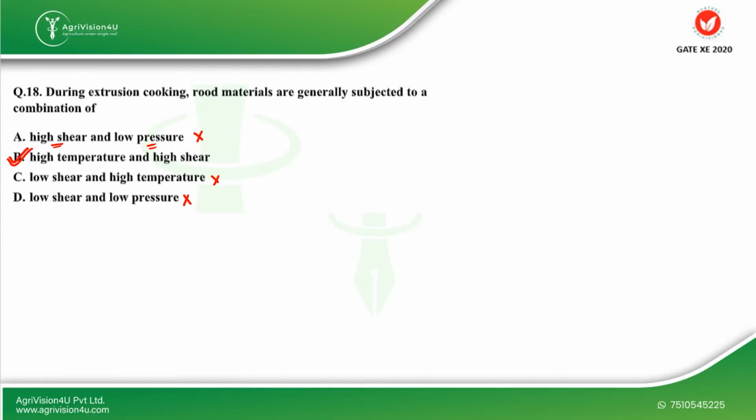The combination of high temperature and high shear is most effective for extrusion cooking, since the high temperature ensures proper cooking and gelatinization, while the high shear breaks down the food particles and creates a uniform mixture. So this combination is essential for producing high quality extruded products.